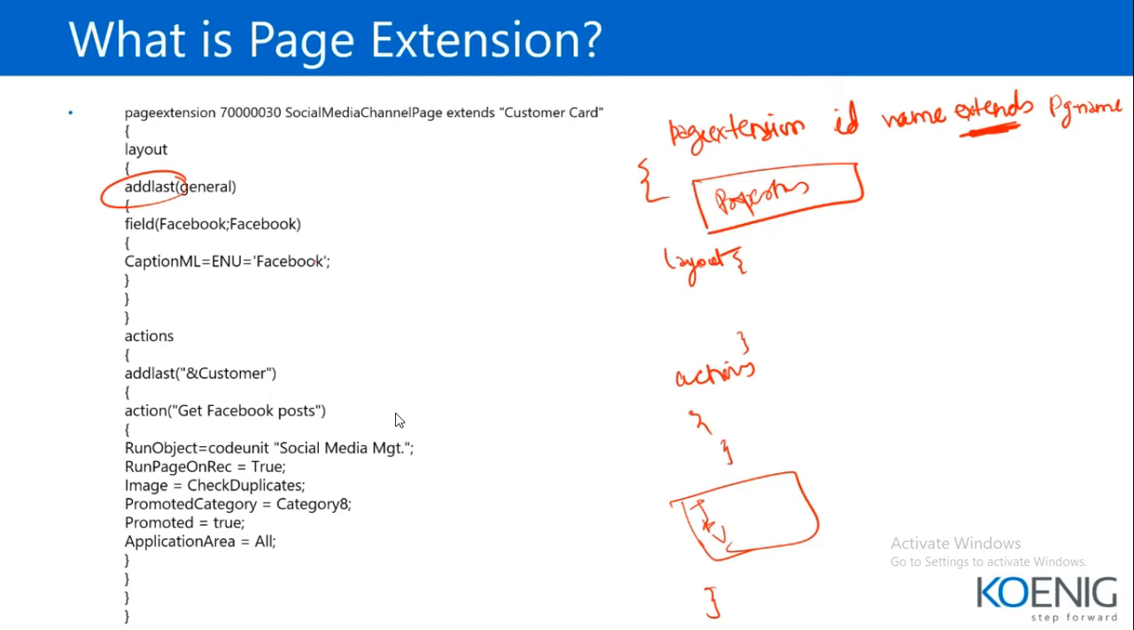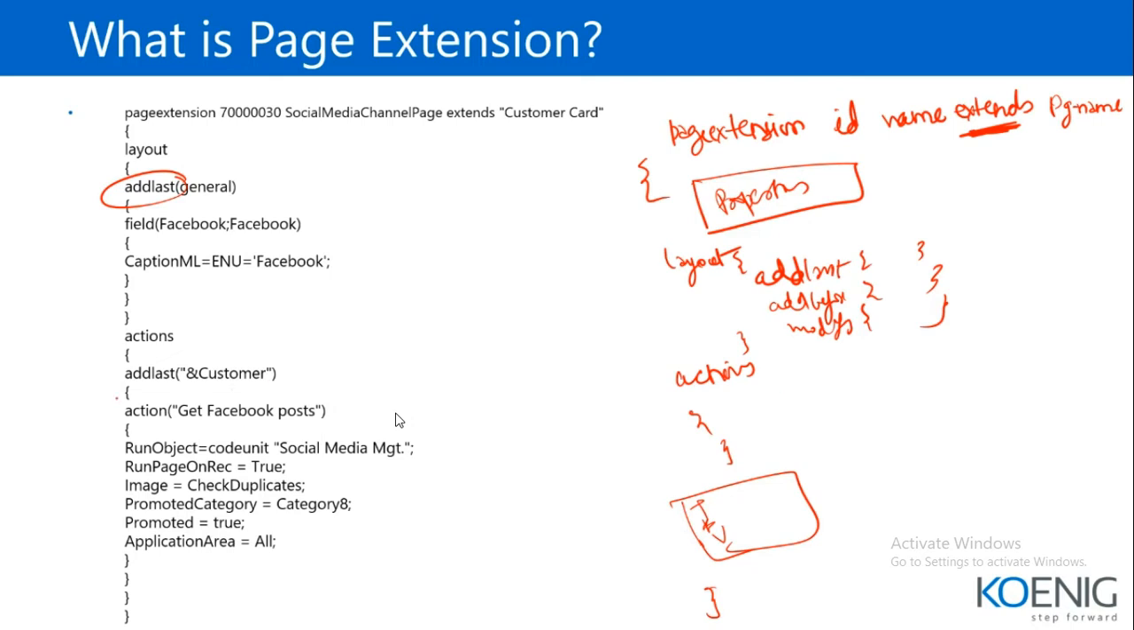Add last, add first, add before, add after, then move last, move first, move before, move after for moving of the fields, and then modify to modify the fields like we did yesterday, right? So we use these methods like this, add last or add before and modify, like that we write them inside layout. The same we do with actions.